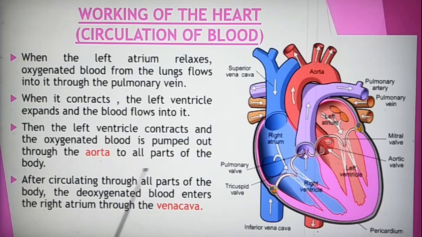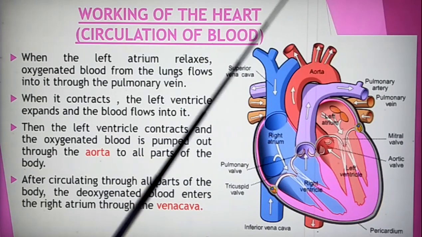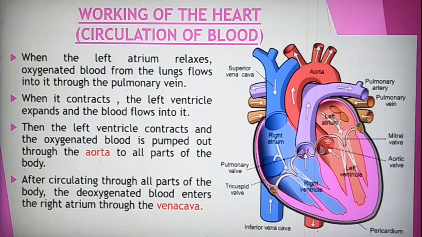So after circulating through all parts of the body, the deoxygenated blood, we know that inside the cell after respiration, which blood is there? Carbon dioxide rich blood. Through diffusion, it reaches the bloodstream, and the capillaries carry the impure blood. The capillaries carry the impure blood, and it is carried to the veins. As I told you, veins carry impure blood. And through the veins, what will happen? The blood enters into which side of the heart? The right side of the heart.